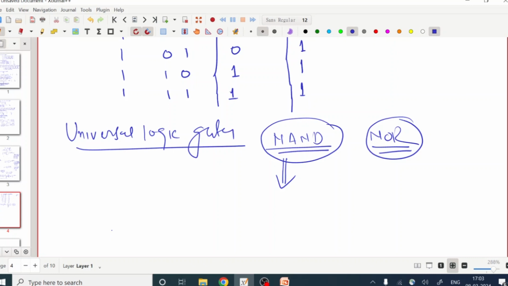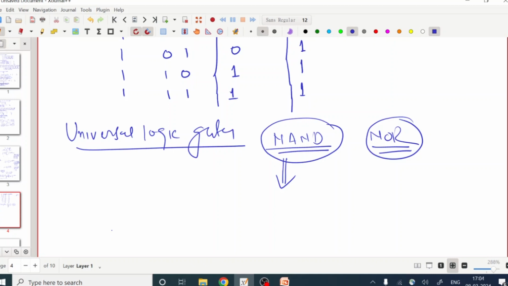AND, OR and NOT. So when we design all the basic logic gates by using either only a NAND gate or only a NOR gate, then we can say that NAND and NOR are universal logic gates, because we can implement any digital circuit using only NAND gates or only NOR gates. Let's try. First we will discuss the symbol of NAND gate, and what its inputs and output are.